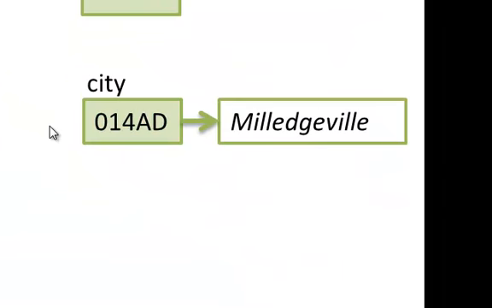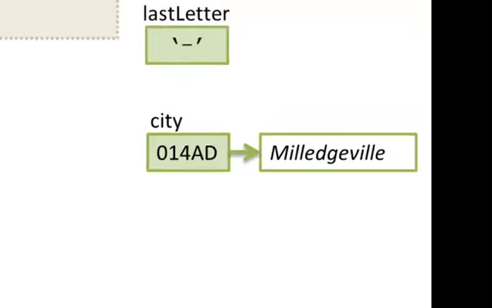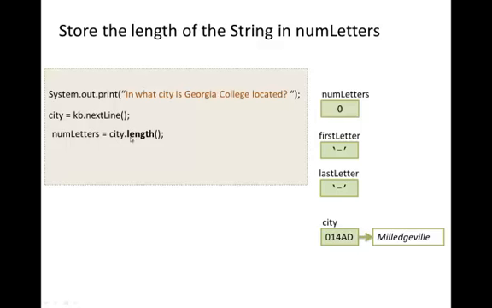Next, I'm going to store the length of the string in numLetters. The answer is numLetters equals city.length. City is the string object, and length is the method name. So length will return the number of characters in the string object city. It stores a 13 in numLetters.